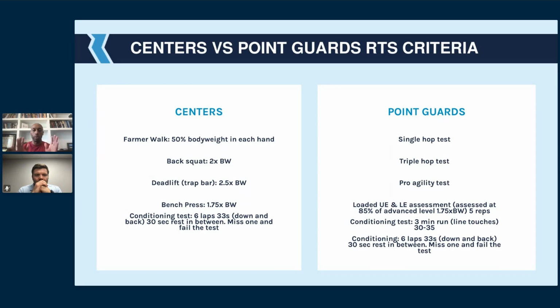So I just want to make sure I make sense of this. You're required to get down and back in 33 seconds. You do that one time, you get a 30-second rest. You go back again, you do it within the time, that's 2, until you get to 6. If you do it in 34 seconds on your 5th lap, then that's a fail, right? And so that's a conditioning test.